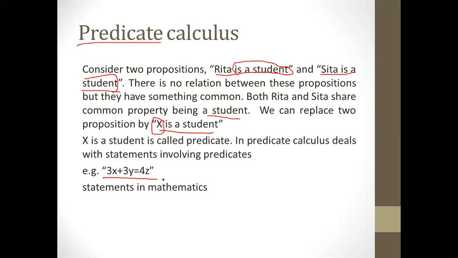Say for example, the mathematical equation 3x plus 3y equals 4z is a statement in mathematics. Similarly, this type of statement we consider in predicate calculus, where X denotes the name we have to write over here. If Rita is a student is one proposition and Sita is a student is another proposition, how do you write them in a general way? X is a student. So X is a student is called a predicate here, in simple language.